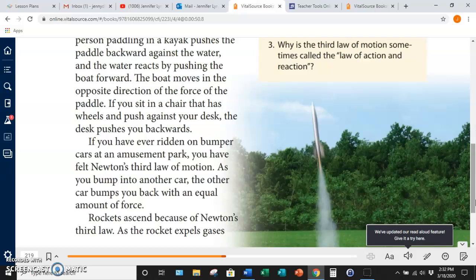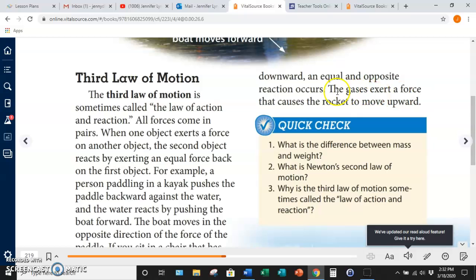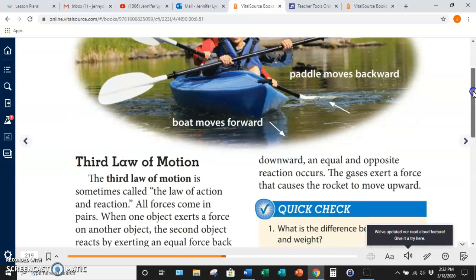Rockets ascend because of Newton's third law. As the rocket expels gas, right here, what happens to it? Well, the gas goes down and an equal and opposite reaction occurs. The gases exert a force that causes the rocket to move upward. All right, so let's look here at the boat example. You see that the paddles are pushing the water backwards, but it makes the boat go forwards. If you constantly pushed the paddle backwards and you just kept going backwards, that would be kind of pointless. So, all right, those are your three laws of motion.